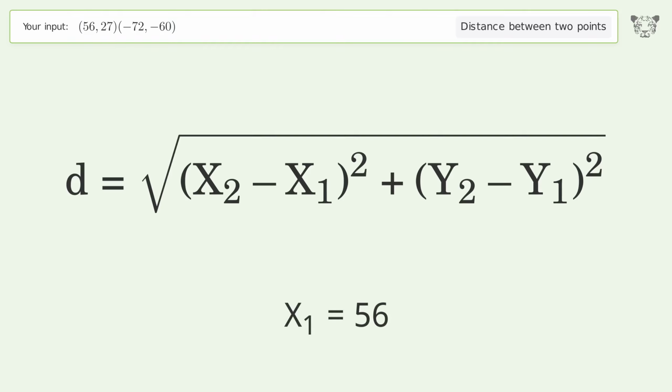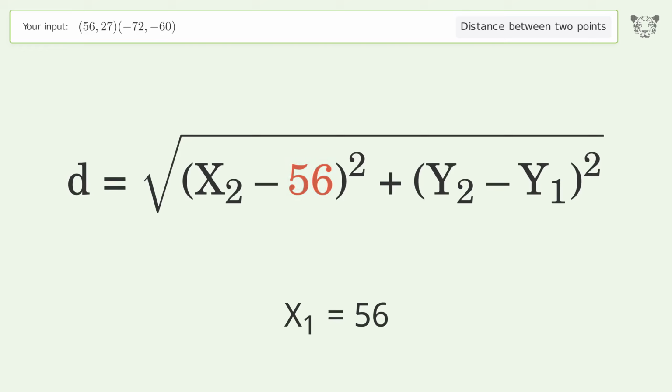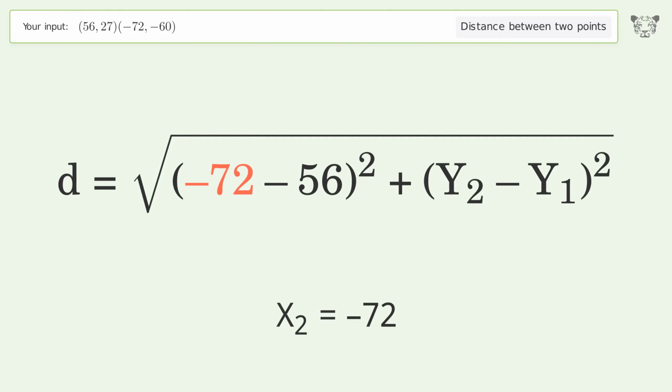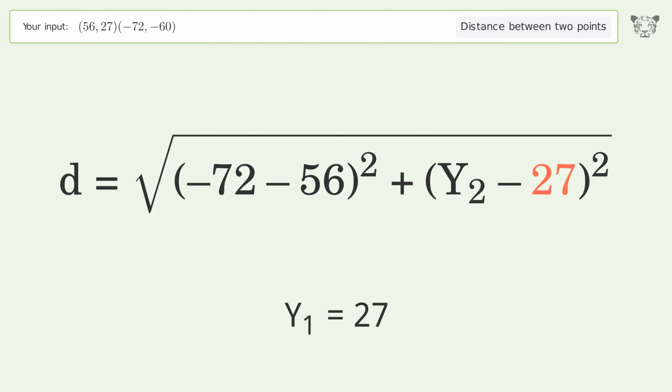x1 equals 56. x2 equals negative 72. y1 equals 27. y2 equals negative 60.